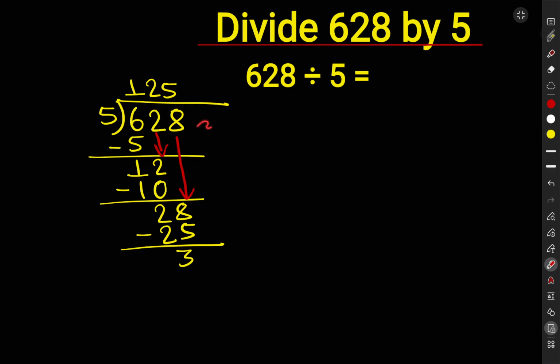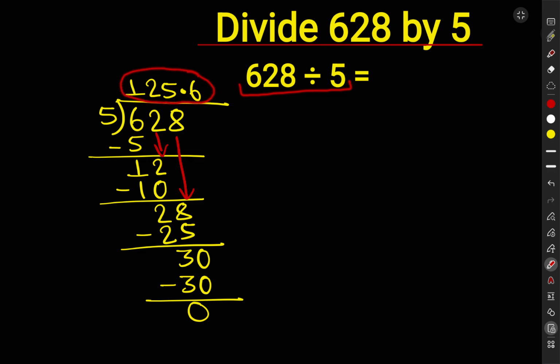So now we have no other number to put down. So we put a decimal here so that we can put 0. So it is 30 and 5 times 6 is 30. On subtracting we get 0. So 628 divided by 5 is 125.6.